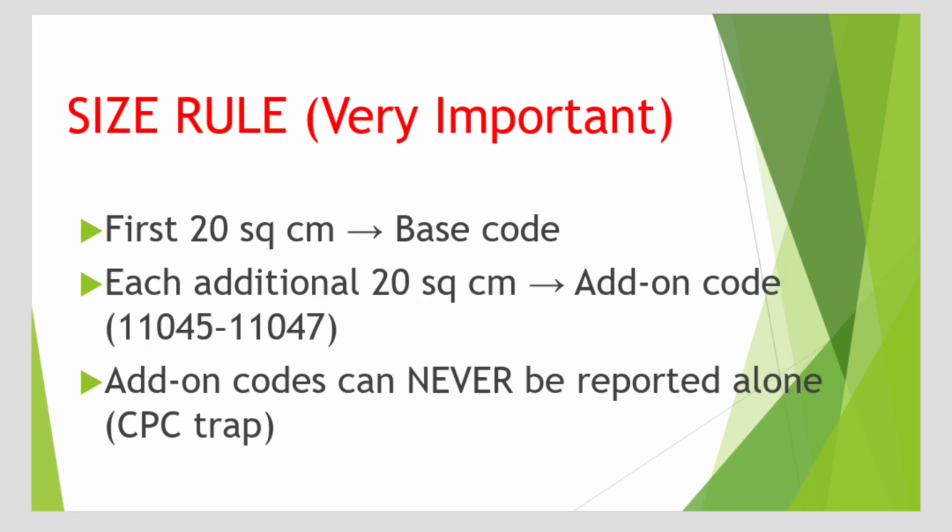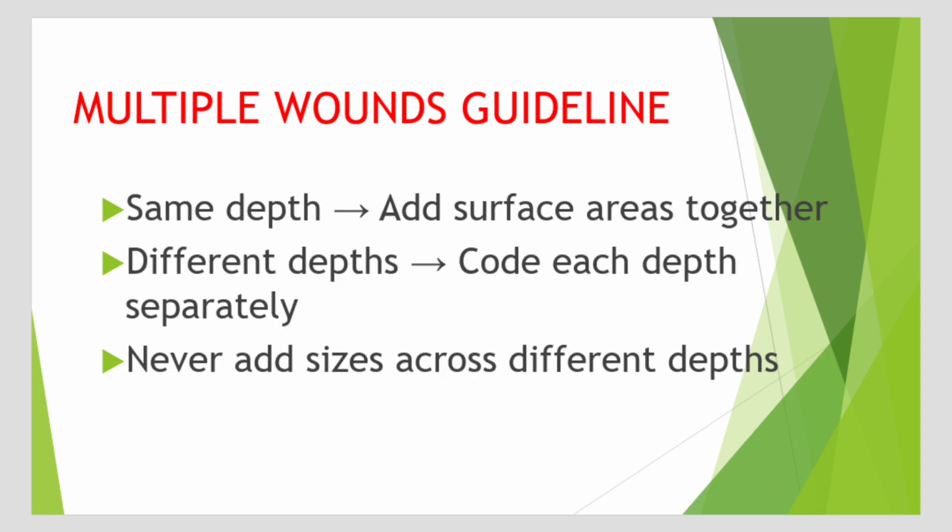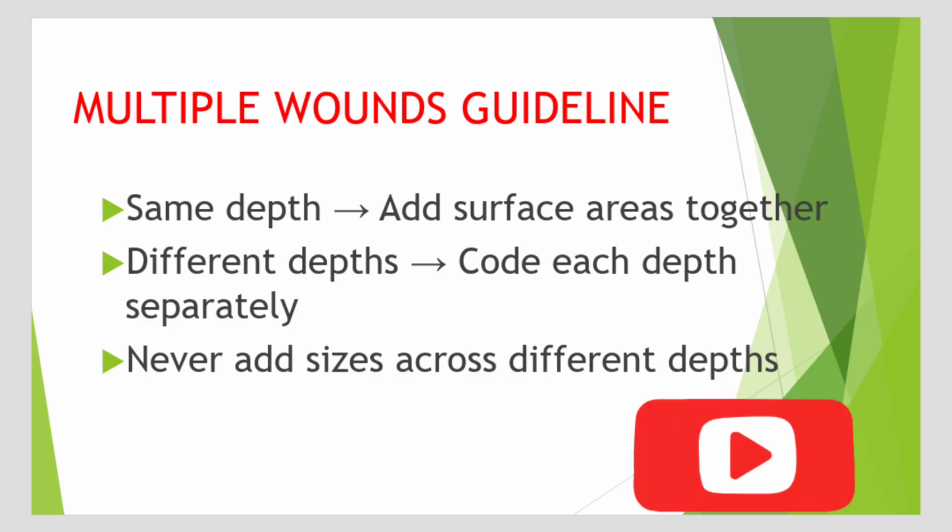Size rule. First 20 square centimeter is for base code. Each additional 20 square centimeter is for add-on codes. So remember, add-on codes can never be reported alone. Next, multiple wounds guideline. If multiple wounds were debrided, we have to see whether it is same depth or different depth. If it is same depth, then we can add the surface areas together. If it is different depth, code each depth separately.